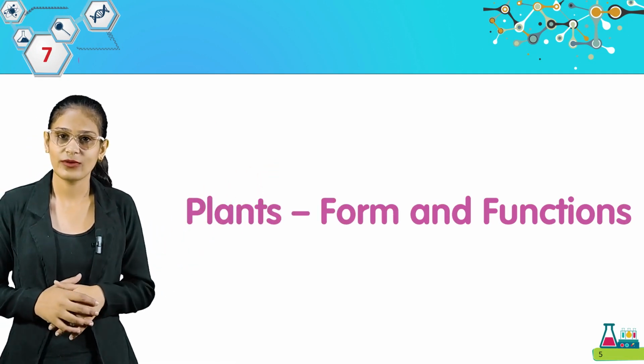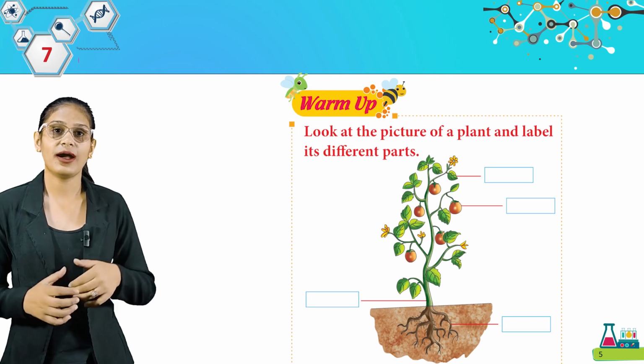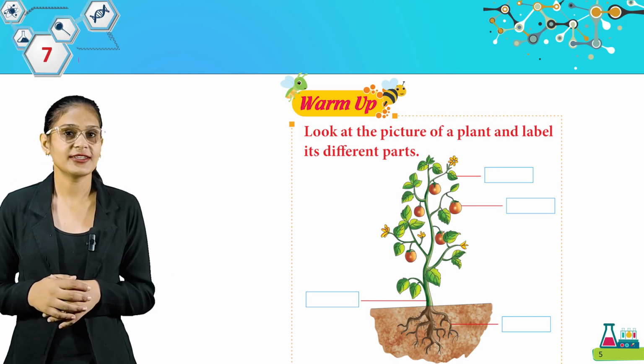Today we are going to discuss chapter 7, Plants: Form and Functions. So students, in this chapter we are going to discuss the plants, their parts, their different types and their functions. Let's warm up. Look at the picture of a plant and label its different parts.